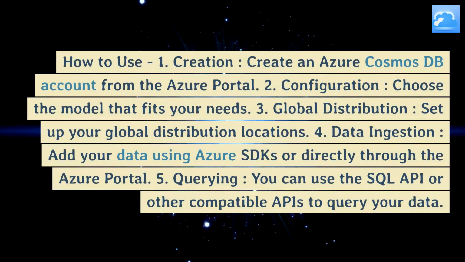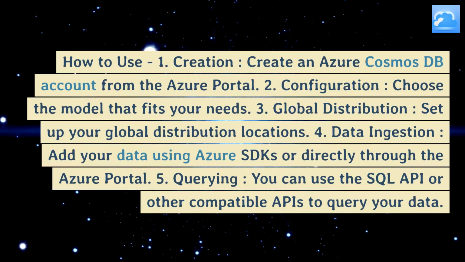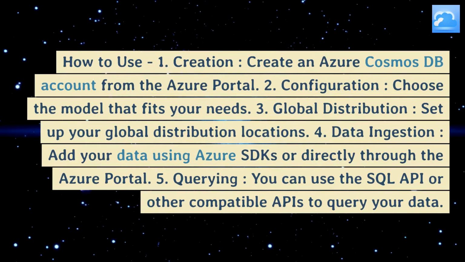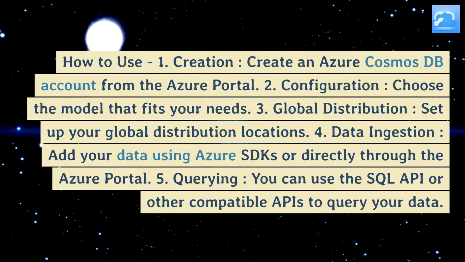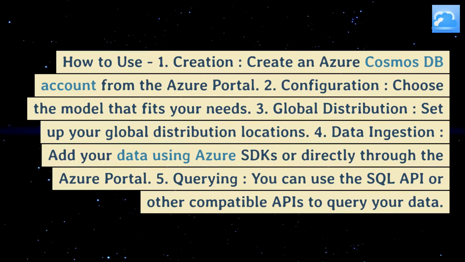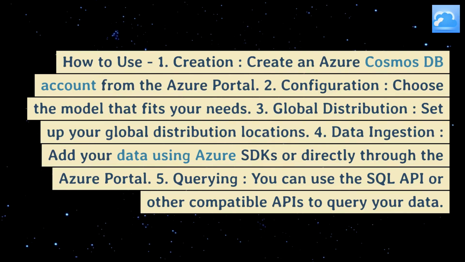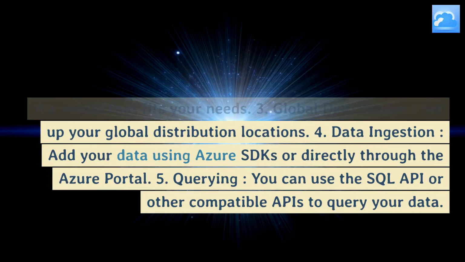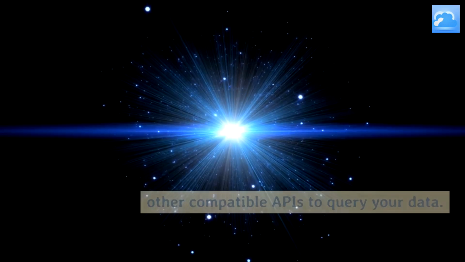2. Configuration. Choose the model that fits your needs. 3. Global distribution. Set up your global distribution locations. 4. Data ingestion. Add your data using Azure SDKs or directly through the Azure portal. 5. Querying. You can use the SQL API or other compatible APIs to query your data.